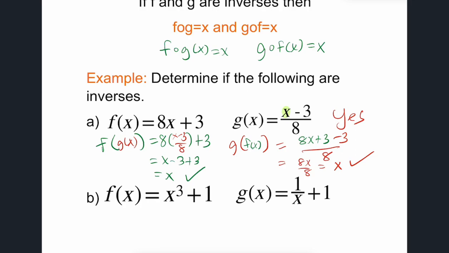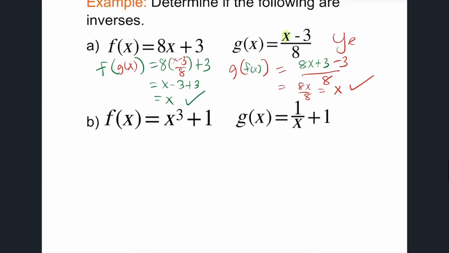Okay, now the next ones, what's going to get rid of a square? A square root. What's going to get rid of a cube? A cube root. Can you look at these? Are they going to be inverses? No, but let's just show you one way and then I'll prove it to you, okay? Hopefully.